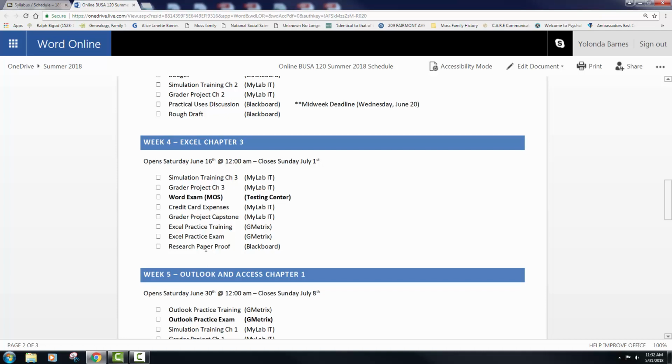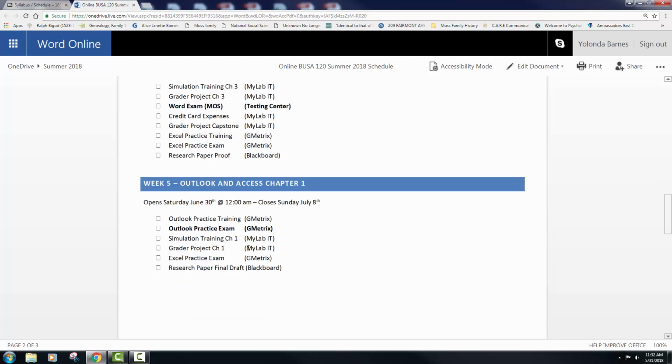Now, your research paper that you've also been working on, we're going to do some proofreading. So after you've gotten your rough draft done, you're going to submit your research paper proof, and that'll go on to Blackboard in the discussion tab. And then I'm going to pair you up into twos, and you're going to proofread each other's papers and look for spelling or grammatical errors and kind of help each other out that way.